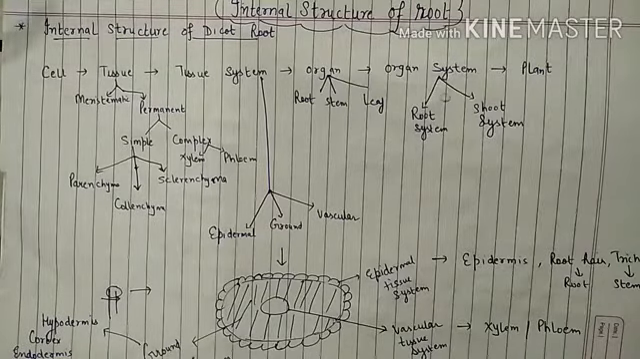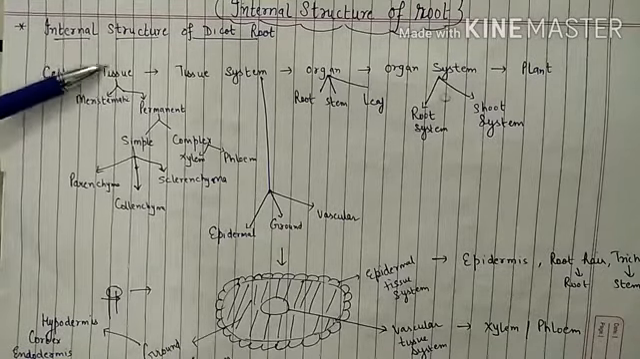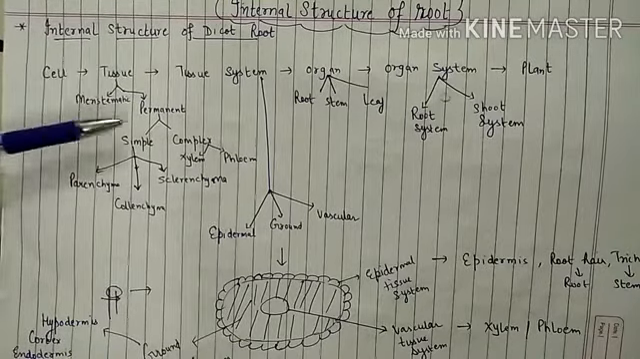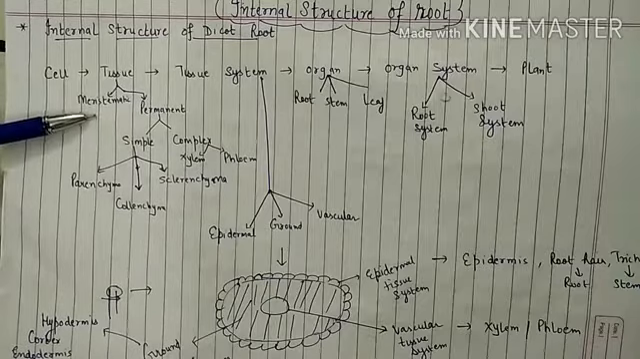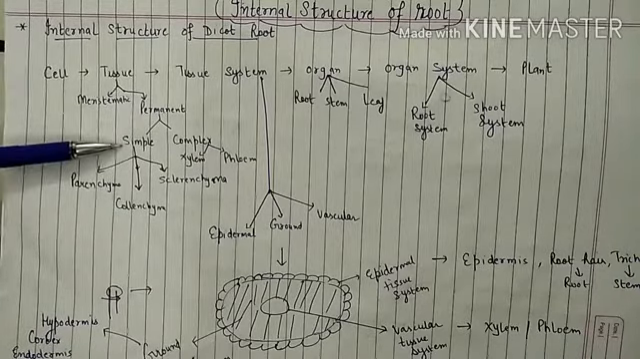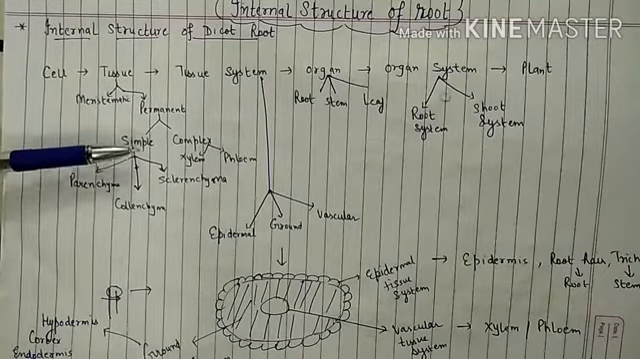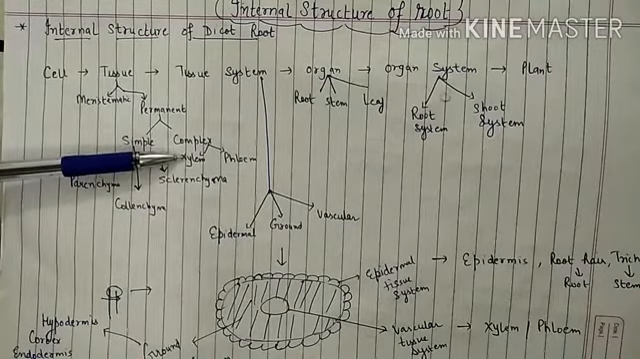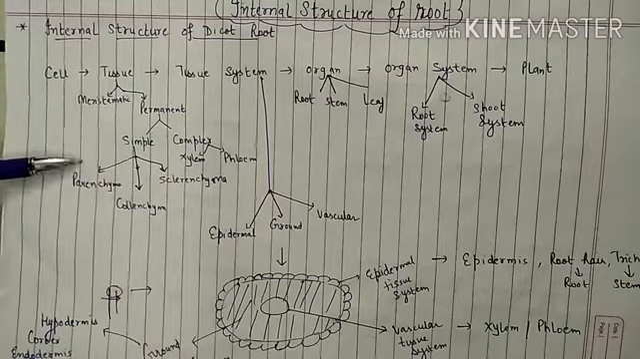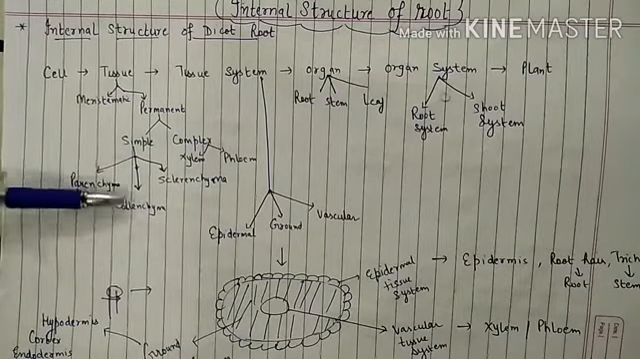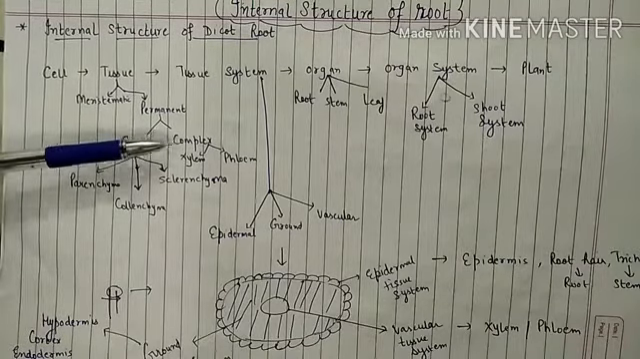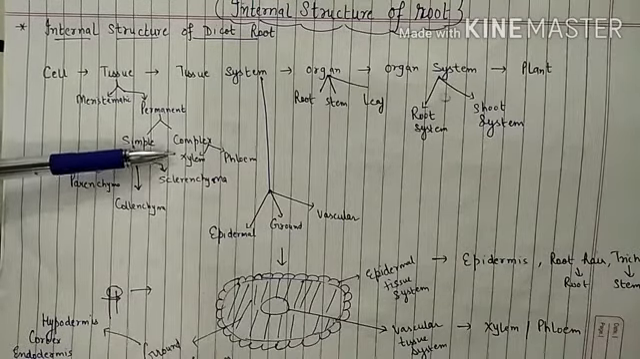In plants there are two types of tissues, that is meristematic tissue and permanent tissue. Permanent tissue is further divided into two types, that is simple and complex permanent tissue. Simple permanent tissue consists of parenchyma, collenchyma and sclerenchyma cells, and complex permanent tissue is further made up of xylem and phloem.